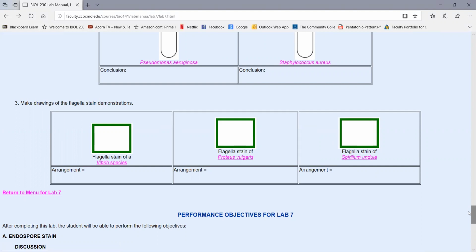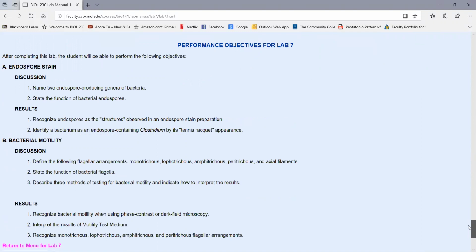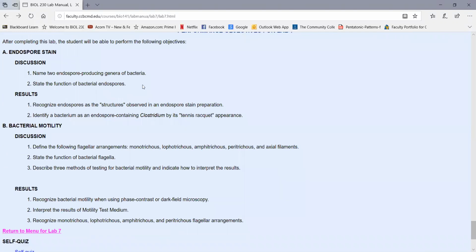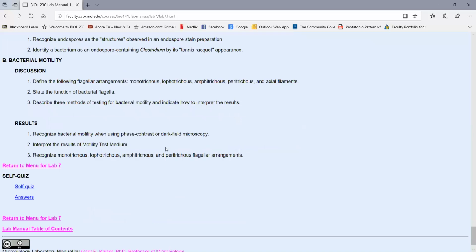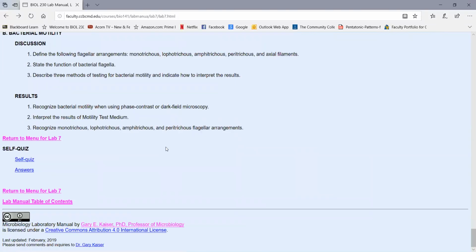And of course, always at the end of the lab, we have our performance objectives that tell you what you have to be able to do on the lab quiz covering this lab, and what you have to recognize under results for the practical. And of course, at the end of every lab, we also have a brief self-quiz and some answers for that self-quiz. So that's bacterial endospores and bacterial motility.